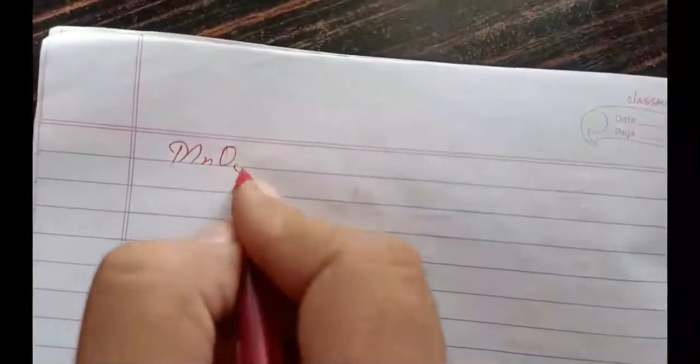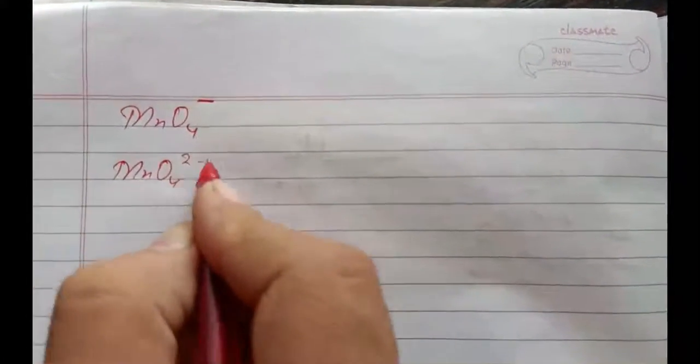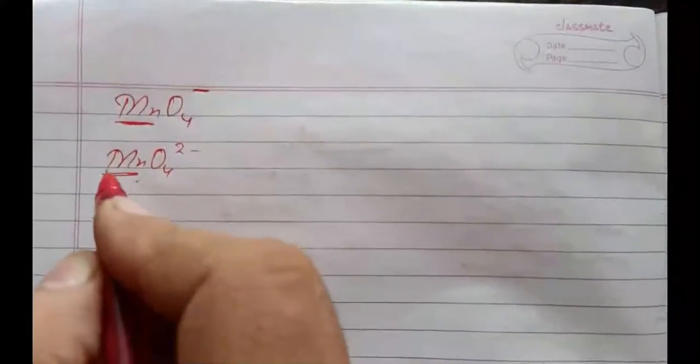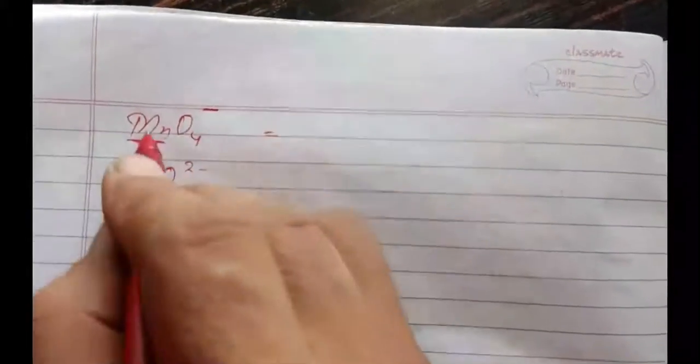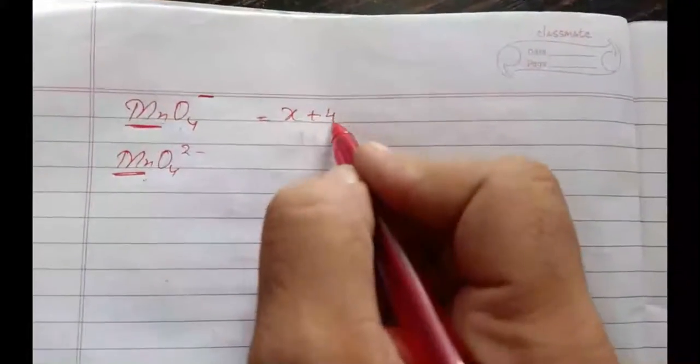If you have to find from permanganate ion, this is called permanganate ion, MnO4-. MnO4 2- is called manganate ion. So from permanganate ion, you have to find the oxidation number of manganese. Then how can we write? Manganese we don't know, that's why we write x plus how many oxygen? 4. We write 4 first.